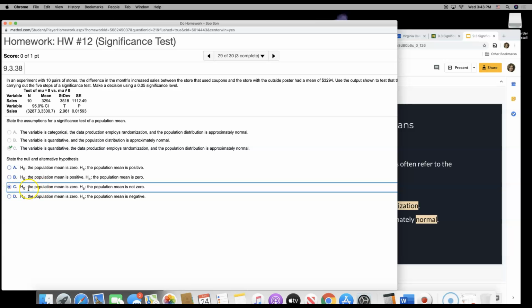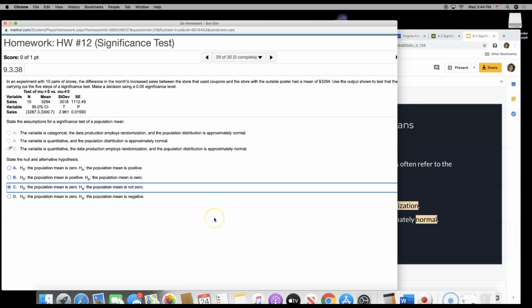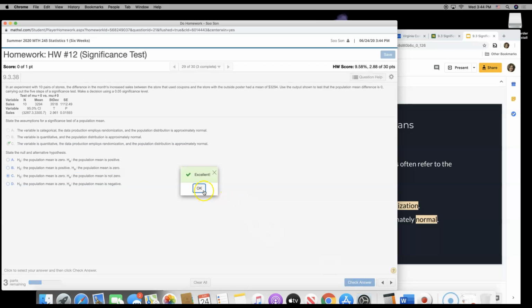So we're going to go with C. The population mean is 0. That's what the null says. And the population mean is not 0 is what they are saying for the alternative. So there you go. Go ahead and check the answer. Excellent.